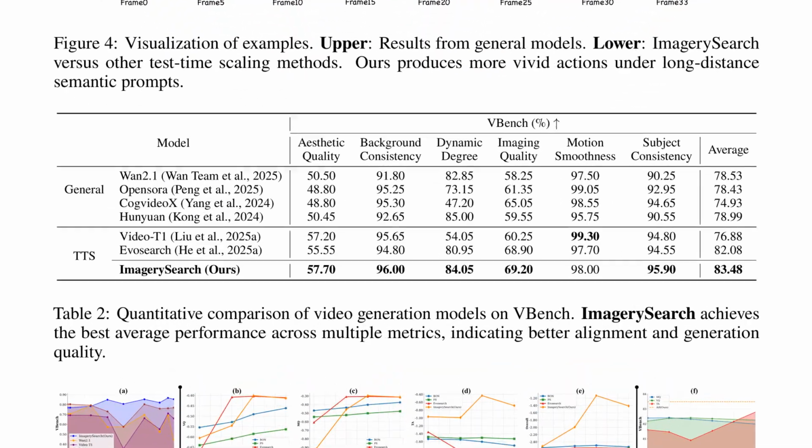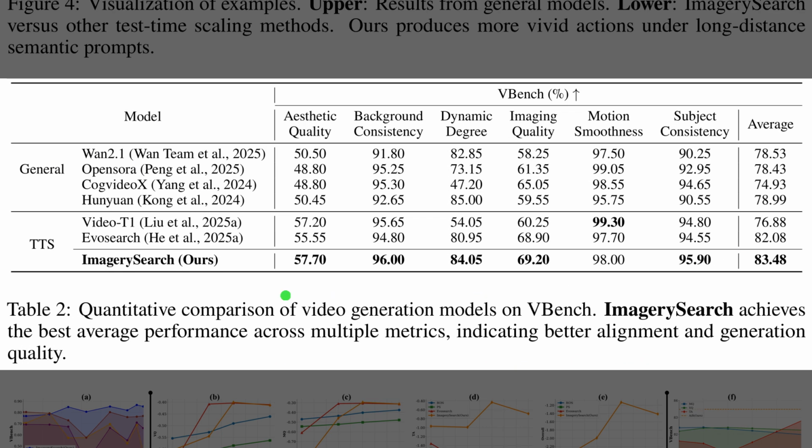Alright, Table 2 shows that the adaptive search delivers the strongest V-bench performance across metrics. The average column reaches about 83%, topping both general generators and test time scaling baselines. The subject consistency column is highest, which means the named subject stays recognizable across frames. Dynamic degree, meaning how vivid and coherent the motion looks, also improves alongside background stability and smooth motion. Together, these metrics indicate robust alignment on long-distance prompts.